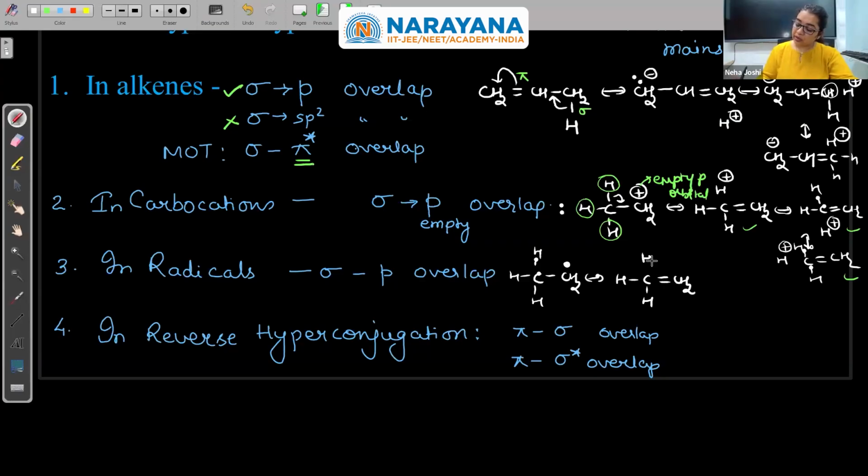Half-filled p orbital, H dot is removed. Correct? So, it is sigma with half-filled p orbital, but ultimately it is a p orbital. So, sigma and p overlap is there. And similarly, you can get 2 more, this hydrogen and this hydrogen, that is why.